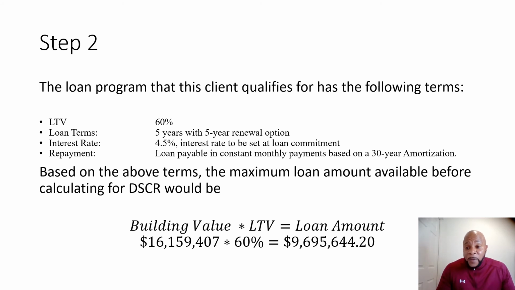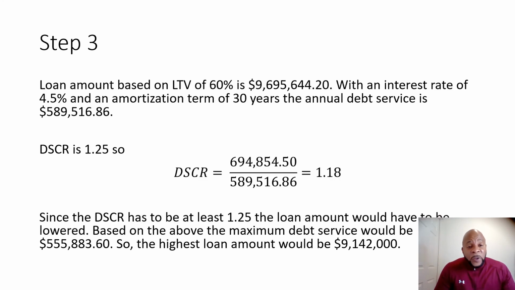But now, let's look and see what happens when DSCR is applied. In step 3, the loan amount based on LTV of 60% is actually $9,695,644.20. With an interest rate of 4.5% and an amortization term of 30 years, the annual debt service for that particular loan is $589,516.86. With DSCR needing to be 1.25, we've come up a little short when we do our calculation. Doing our calculation, we're now looking at 1.18.